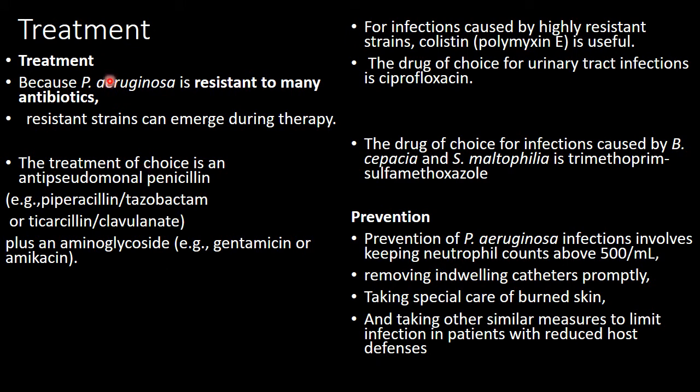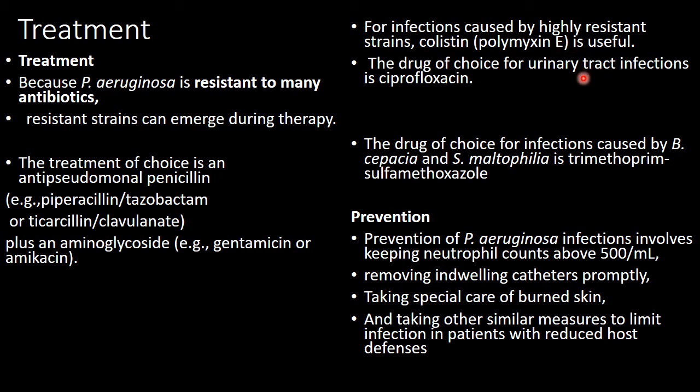Now the treatment. Pseudomonas aeruginosa is resistant to many antibiotics, so resistant strains can emerge during therapy. Treatment of choice is anti-pseudomonal penicillin, for example piperacillin, tazobactam, or ticarcillin clavulanate. Plus you can also give aminoglycosides such as gentamicin or amikacin. In the case of highly resistant strains, you can use colistin or polymyxin E.